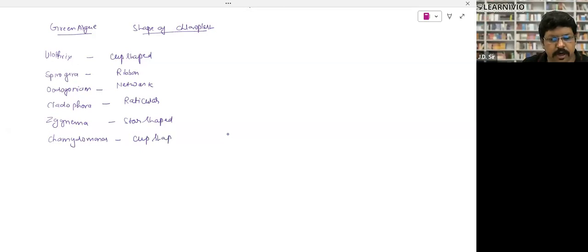Look, let me repeat it again. Ulothrix has cup-shaped chloroplast. Spirogyra has ribbon-shaped chloroplast. Pithophora has network shape, meaning reticulate, like a net. Cladophora has reticulate as well. Zygnema has star shape. Chlamydomonas has cup shape. Please note it down.